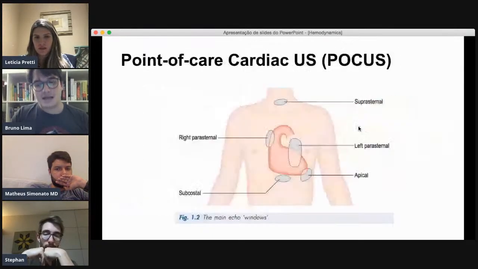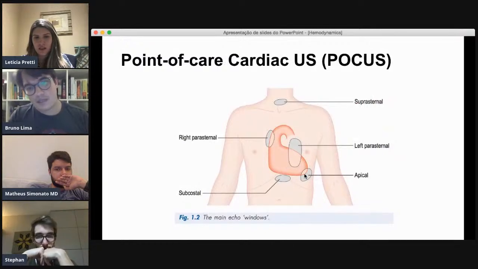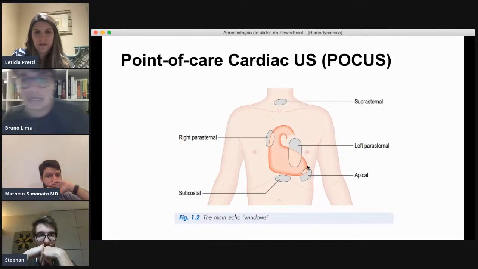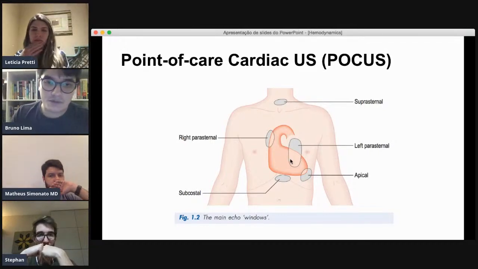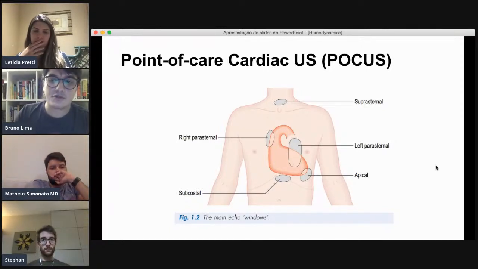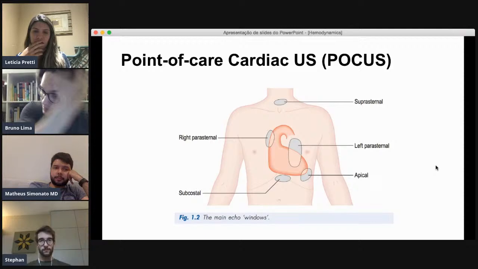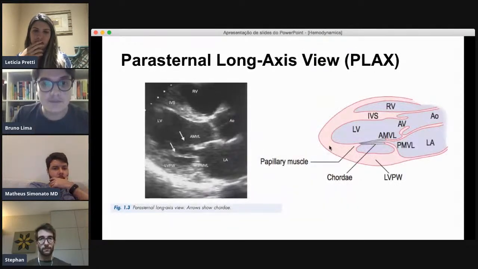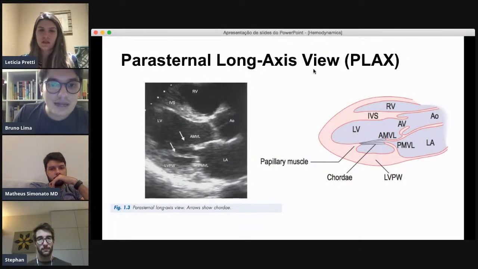Okay, and then if you put the probe here, usually facing down, a few intercostal spaces below the nipple, you're going to have the apical views and the subcostal views. It's really important for you to assess the IVC, the inferior vena cava. Okay, so this is for you guys to get a better grasp.